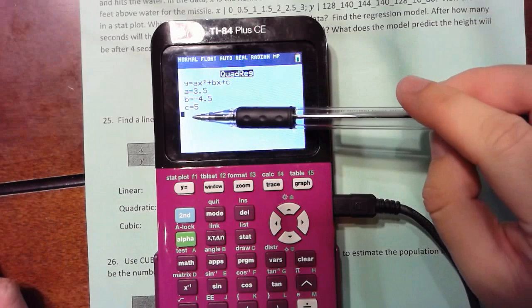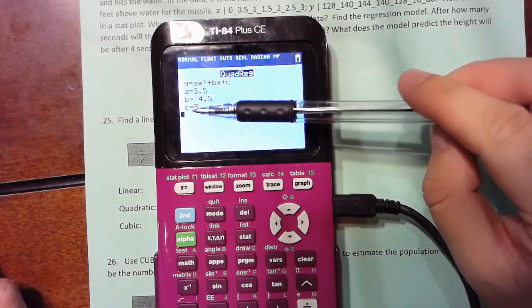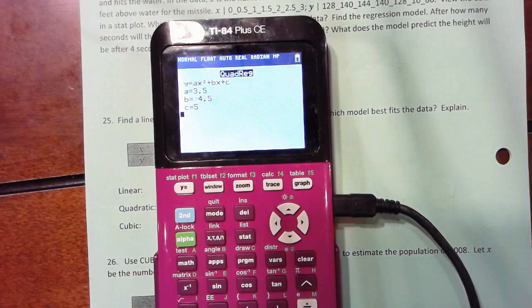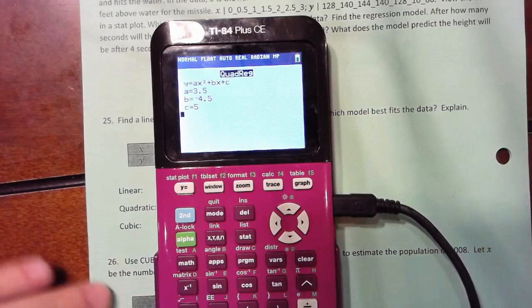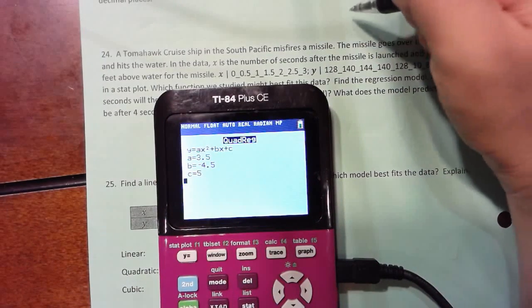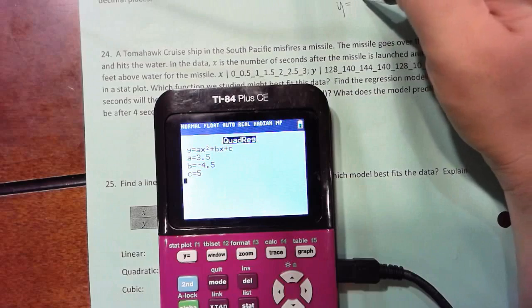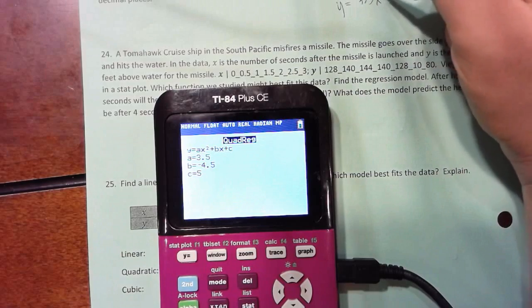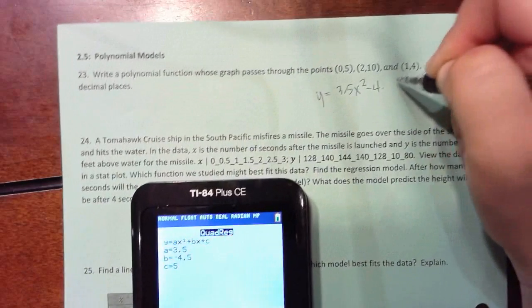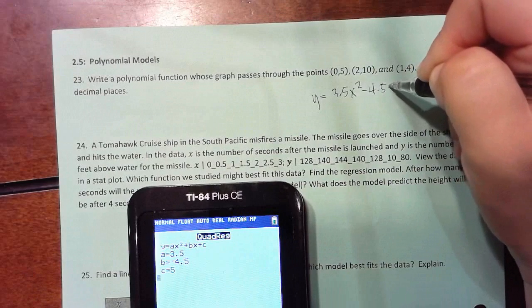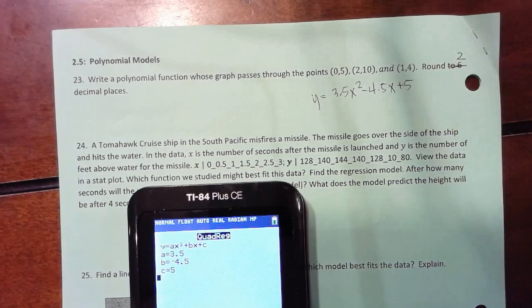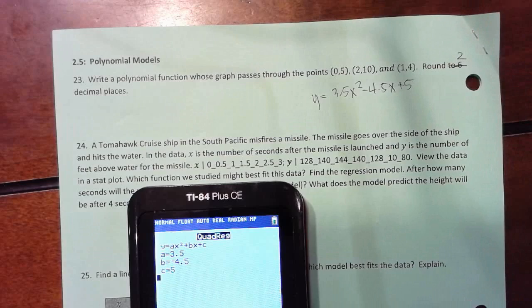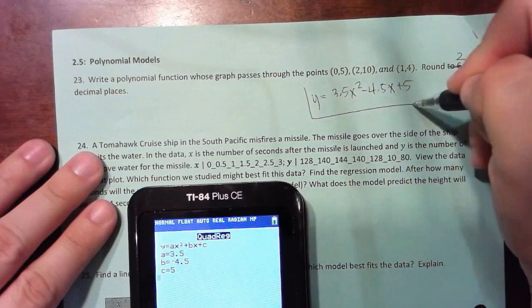On some of your calculators, you'll have an r squared and an r. That r squared is telling me how close the data fits the points, and if it was ever a 1, that means it fits the points perfectly. Anyway, I've got my A, my B, and my C. So my formula, y equals 3.5 x squared minus 4.5 x plus 5. That's it.